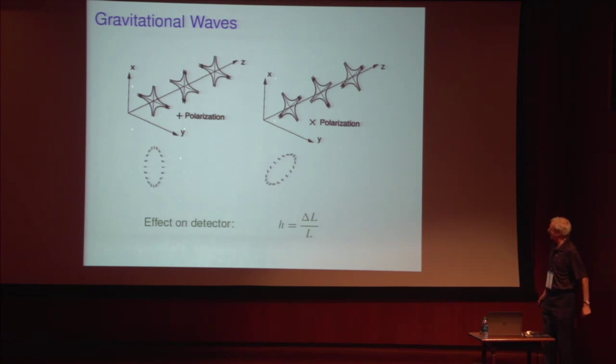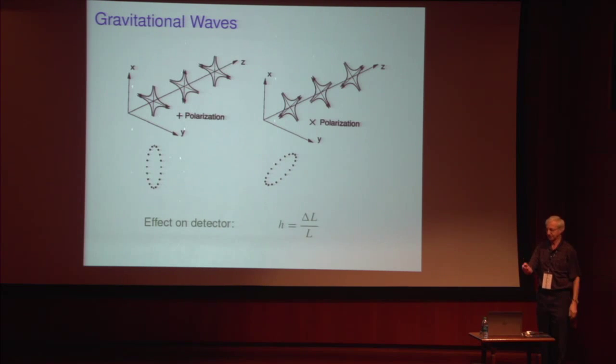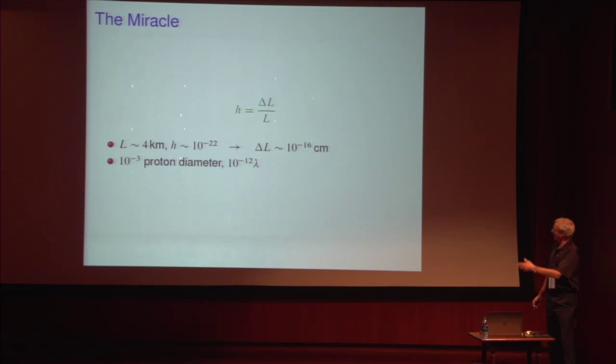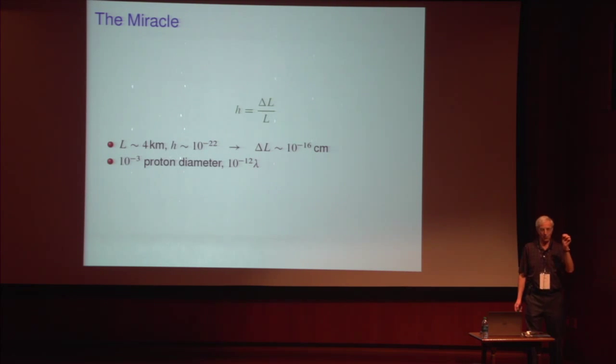Okay, so we heard the effect on the detector can be characterized by an amplitude h, which is the strain, just the delta L over L of this distortion. And LIGO's arms are roughly 4 kilometers long. I thought that Nergis was a little optimistic saying h of 10 to the minus 21. I think most astrophysicists would say it's more like h of 10 to the minus 22 that we're going to need. So this is a delta L of 10 to the minus 16 centimeters, which, remember, is 1/1000th the diameter of a proton. That's what these people claim they're going to measure. Or 10 to the minus 12 of the wavelength.